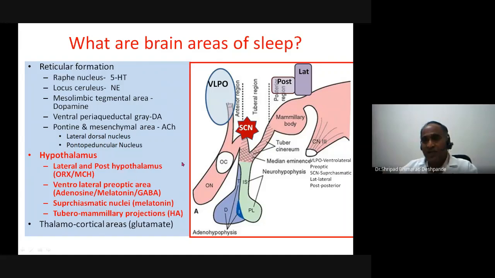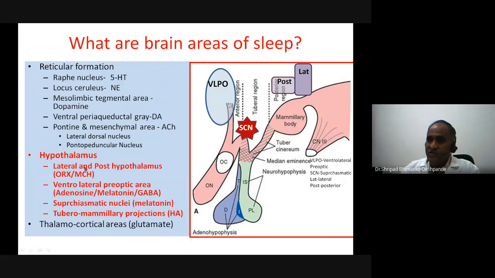Now, in the case of the hypothalamus, we can primarily identify three areas. One is the lateral hypothalamus and some part of the posterior hypothalamus, which have orexinergic and melanin-concentrating hormone, or MCH, neurons. And by the way, the lateral hypothalamus is concerned with feeding. You can see that orexinergic neurons project onto the feeding center if you look at the functions of the lateral hypothalamus.